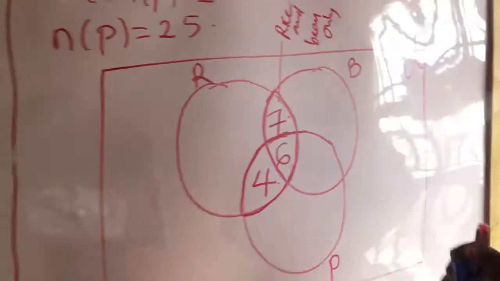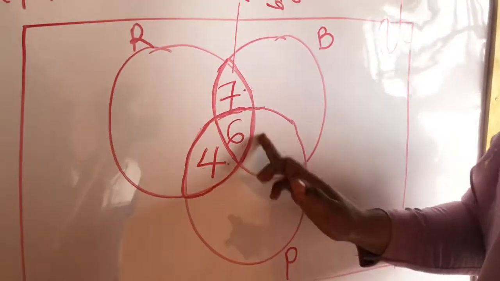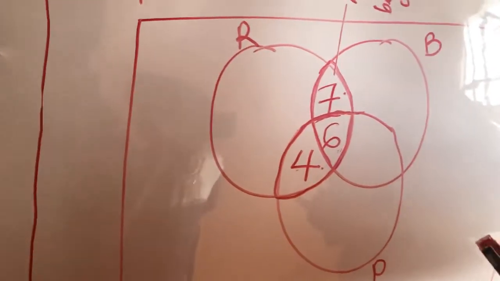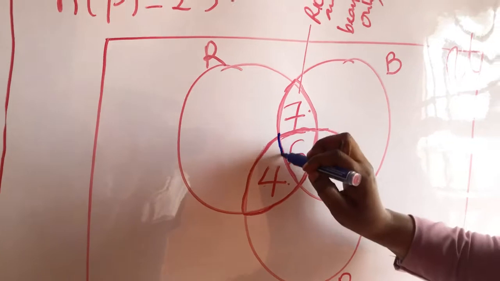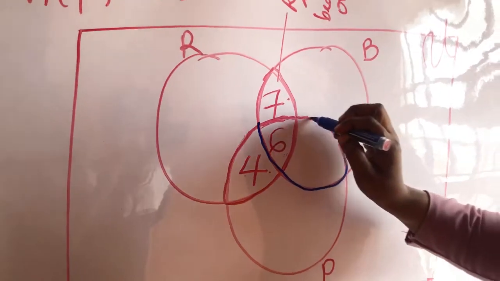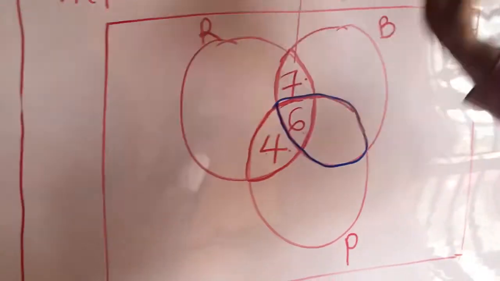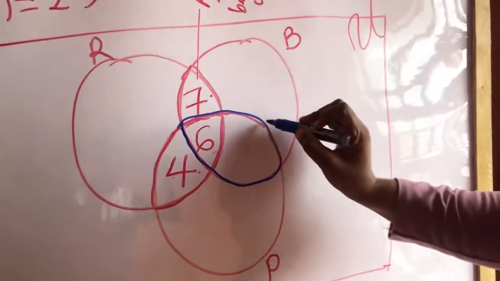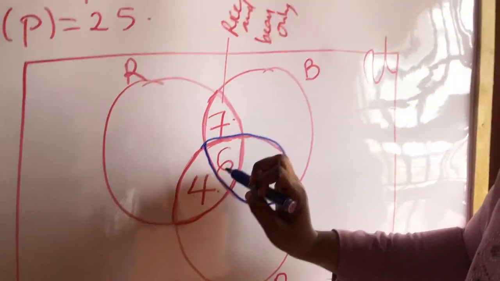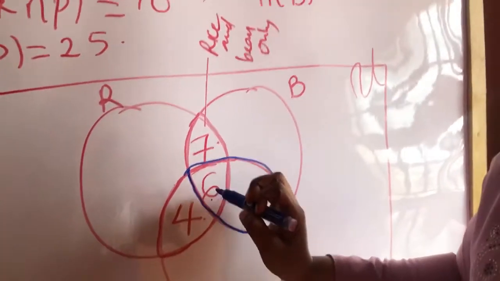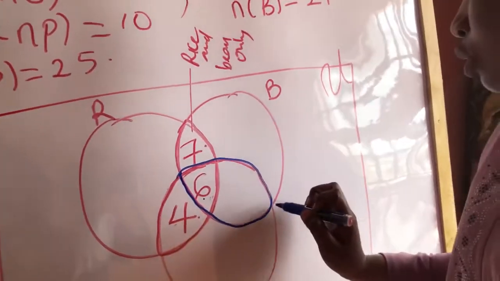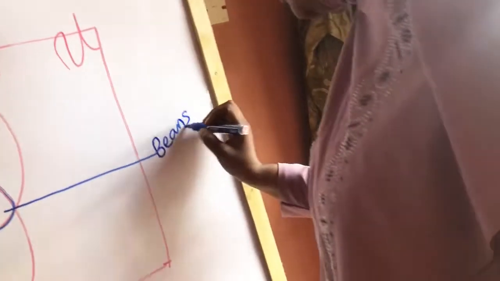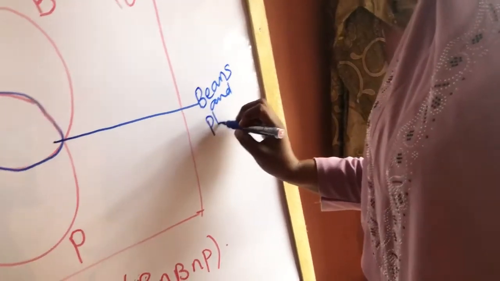So we need to find those that liked beans and plantain only. This place is for beans and plantain only. But this oval will be for beans and plantain. The cardinality for beans and plantain now consists of beans, rice, and plantain plus beans and plantain only. So you have to be careful. This is for beans and plantain only.